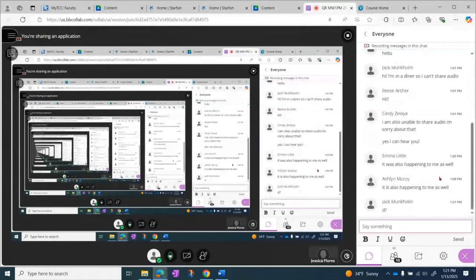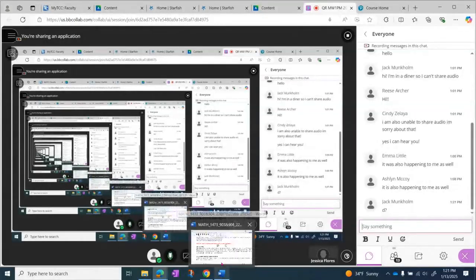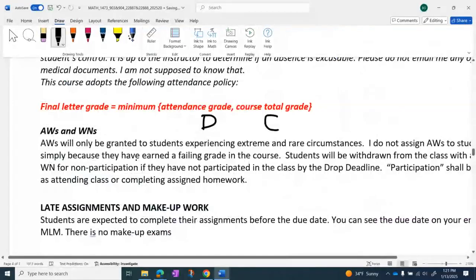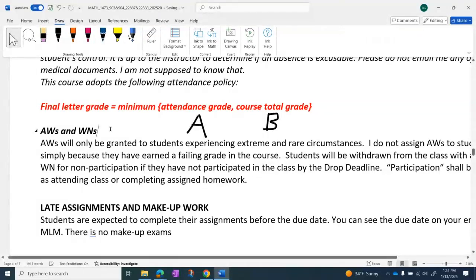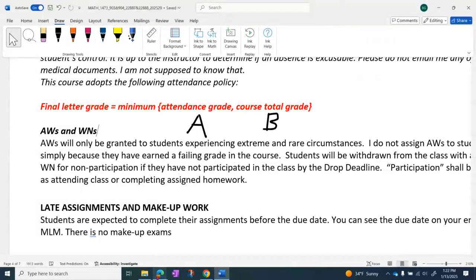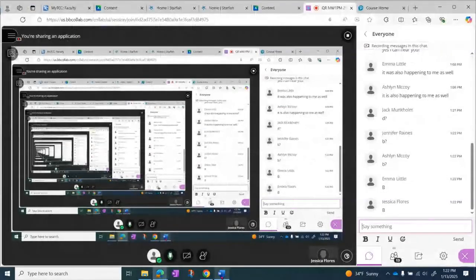Yes, exactly. Thank you, Jack. Whichever is lower, right? Let's say the student receives a C for the course total and attendance is D. Unfortunately, then he gets a D on the transcript, okay? And another example: what if the student has a B for the course total and an A for the attendance score? What does this student get on his transcript? Attendance is A, course total is B. Exactly, awesome, perfect. Whichever is lower.